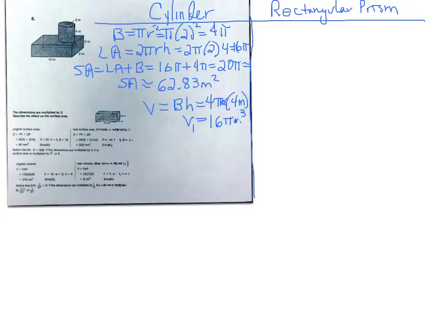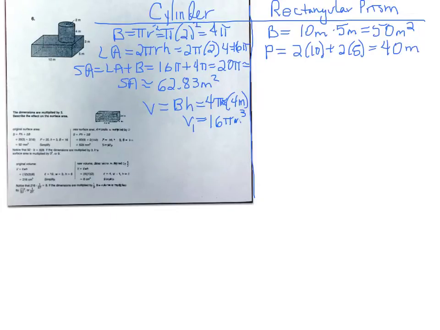For the rectangle, you were supposed to have the area of the base. It's a rectangle, so it's length times width, that is 10 meters times 5 meters. So you were supposed to have 50 square meters. And then the perimeter, because I need the perimeter for prisms. Perimeter is twice the length plus twice the width. And that gives you 30 plus 10, so you're supposed to have 40 meters. I'm sorry, 30 meters.